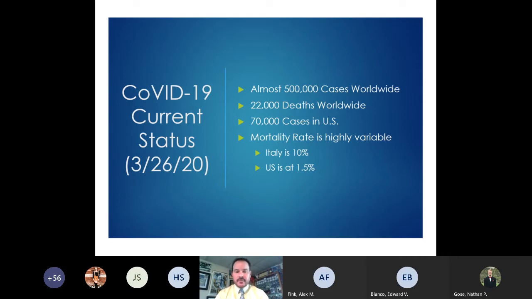Again, in Italy and the places where the mortality rate is high, there are cutting edge hospitals trying to take care of these patients. They're just completely overwhelmed. So it's a little bit too early to try to figure out why the difference in mortality rates. But the reality is that from country to country to country, the mortality rates are quite variable.